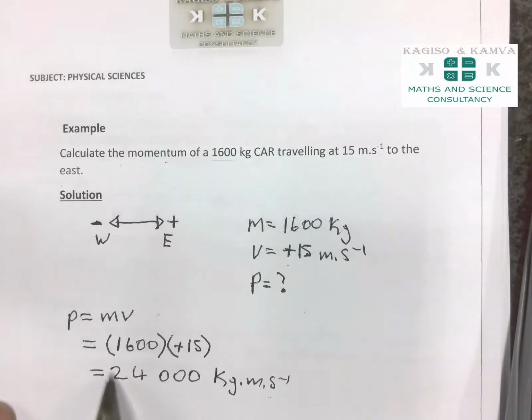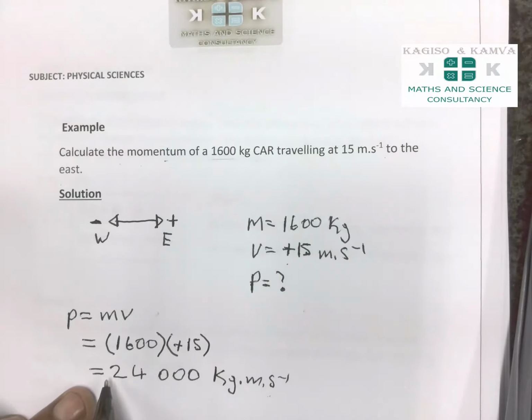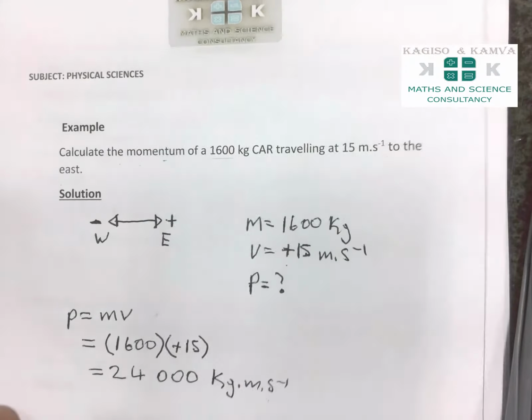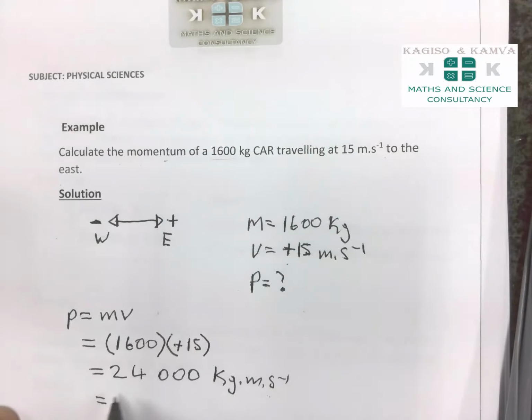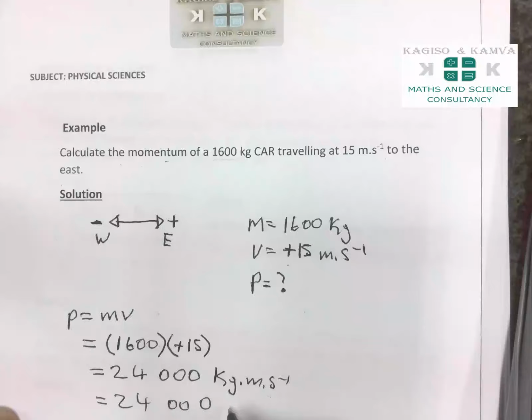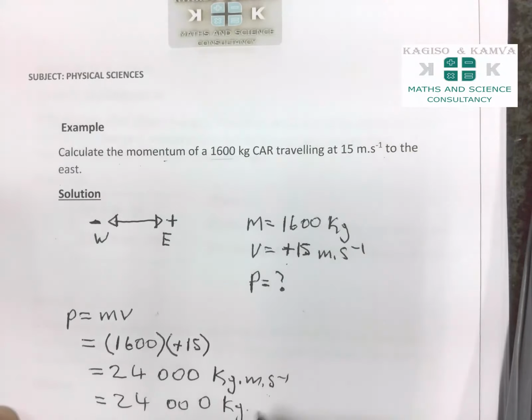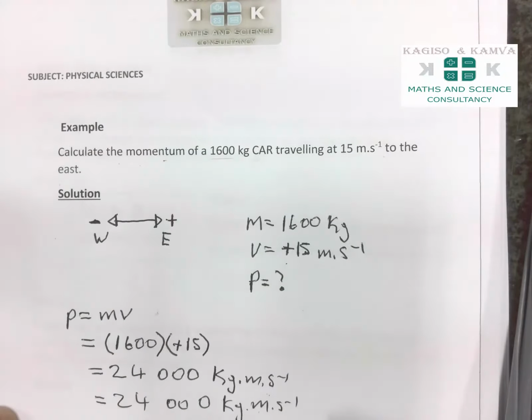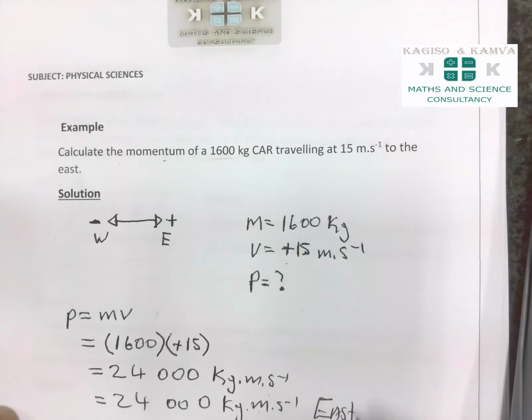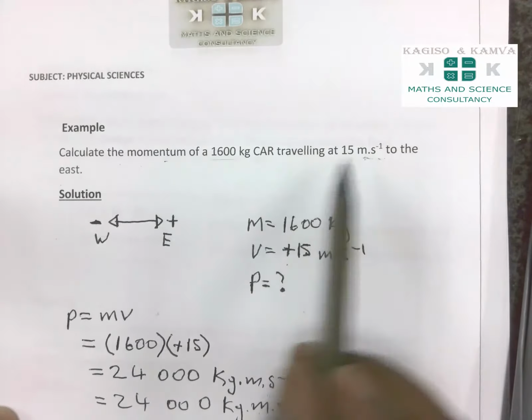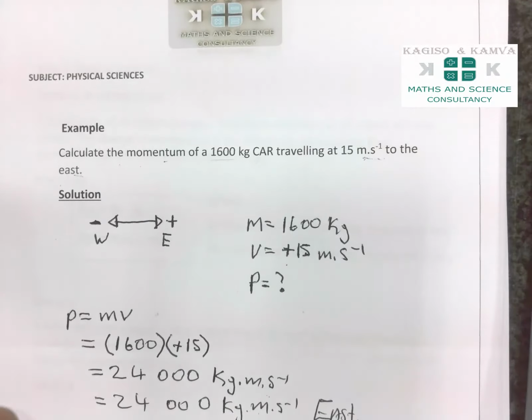Because our answer is positive, and we know that the momentum will take the direction of velocity, that will be 24,000 kg meter per second east, in the same direction as the velocity.